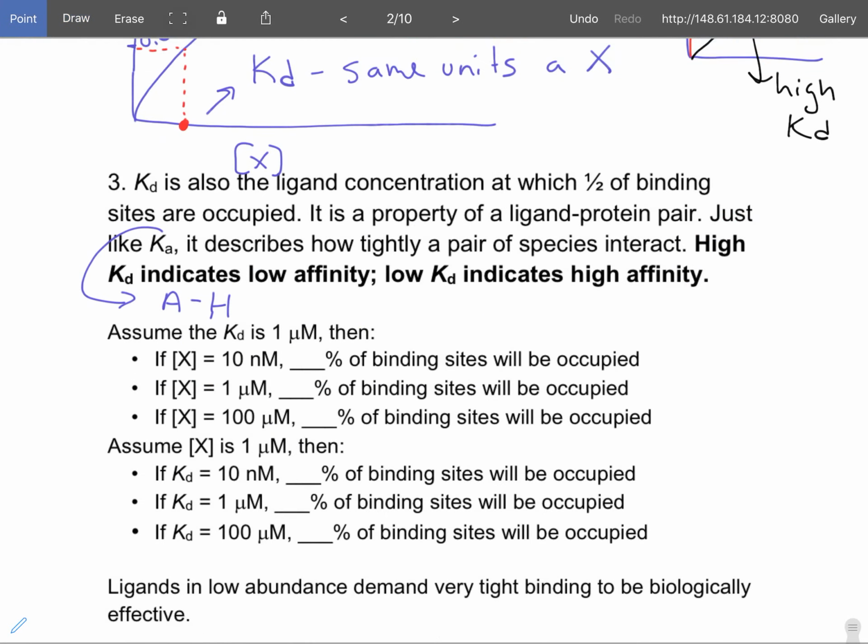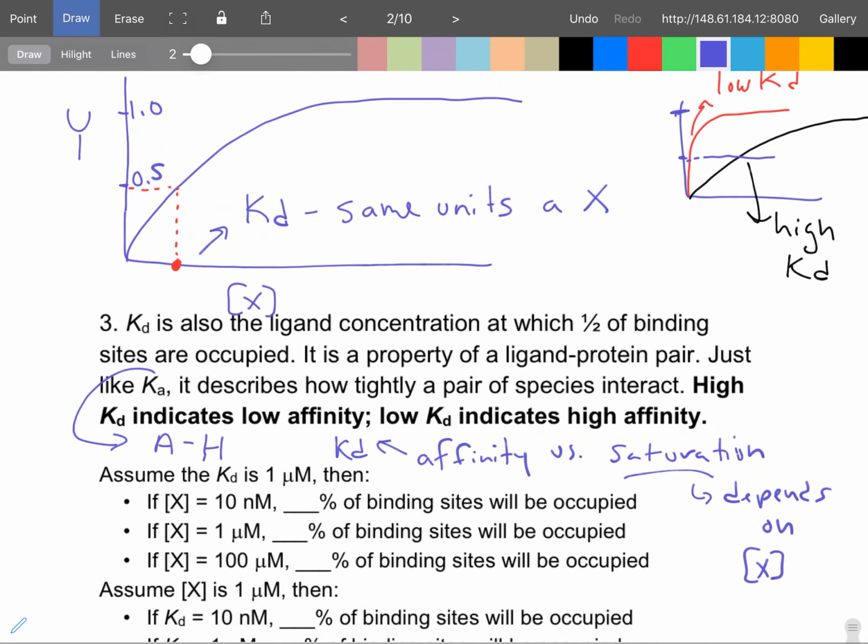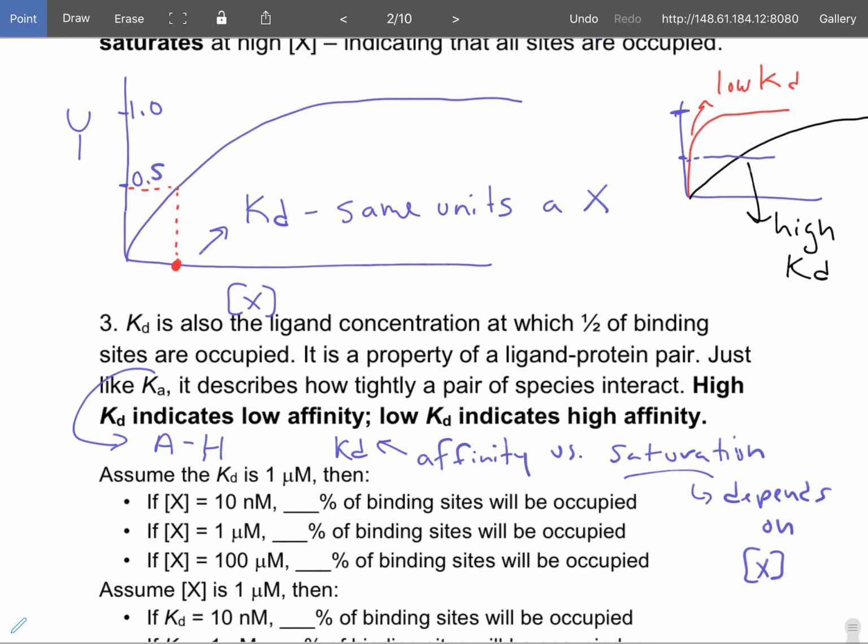Now I want to spend a few minutes understanding the difference between affinity versus saturation. So affinity is essentially a value of KD. KD tells us the affinity, how tightly that pair interacts. Saturation, however, depends on the concentration of X. And so what we're really asking for questions about saturation is, where are we on this y-axis at different concentrations of X? Where are we along this curve?